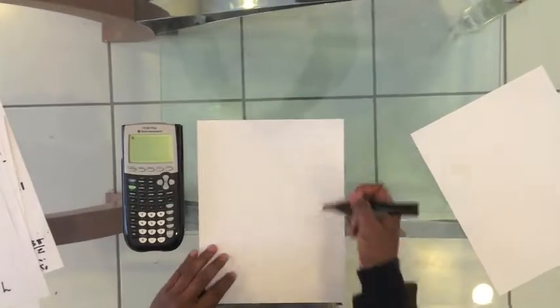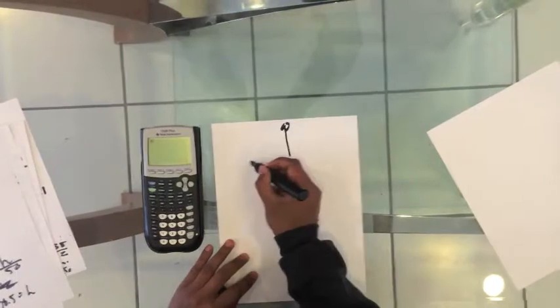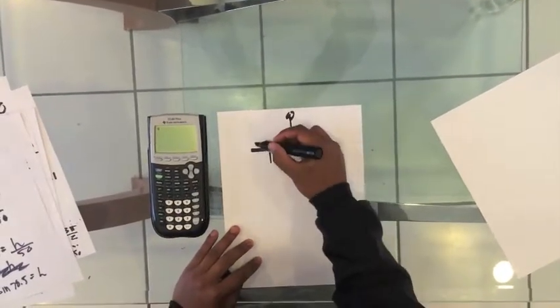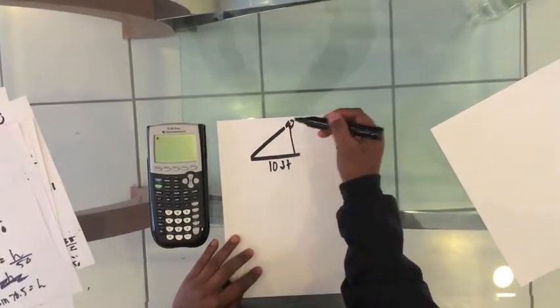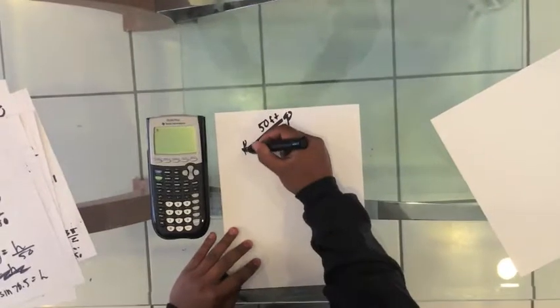We are trying to find the height of the tree so we can help Taylor get his frisbee back. Alright, so here we have the tree, and Taylor is 10 feet away from the tree, and the distance between Taylor and the tree is 50 feet. And this is Taylor.